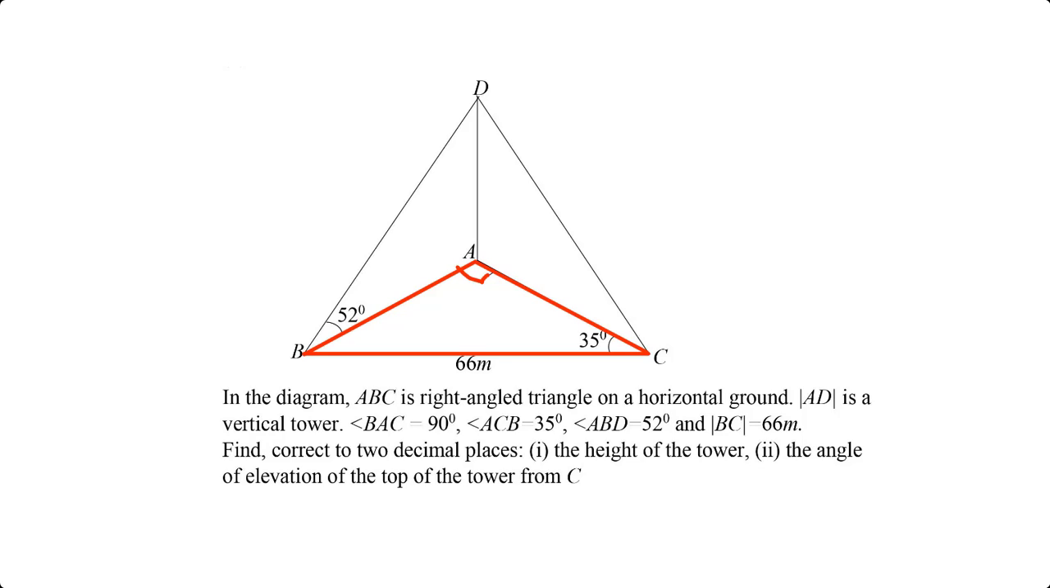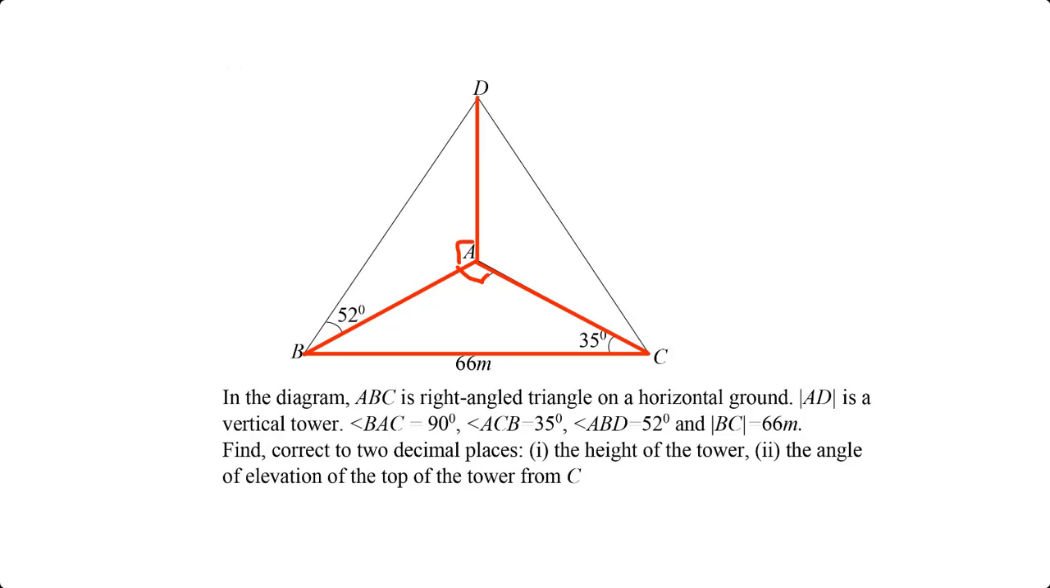Right? And line AD is a vertical tower. So line AD, this is a vertical tower. So this is the line AD we have here. It's a vertical tower. BAC is 90 degrees. So angle BAC is 90 degrees. As usual, we know that the angle is located on the letter at the center, which is angle A. That means this angle is also 90 degrees.